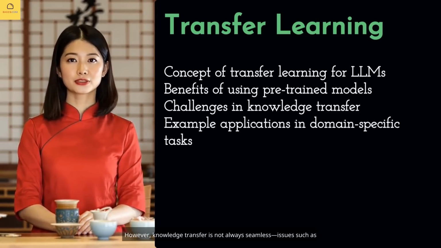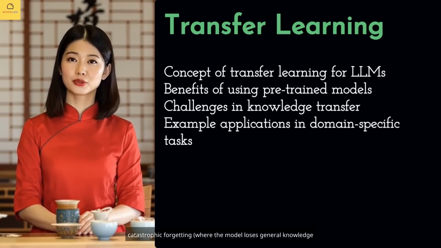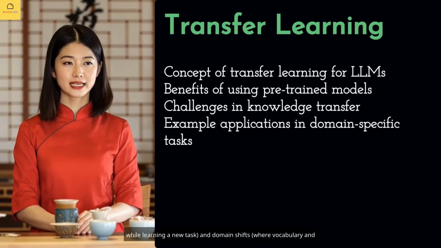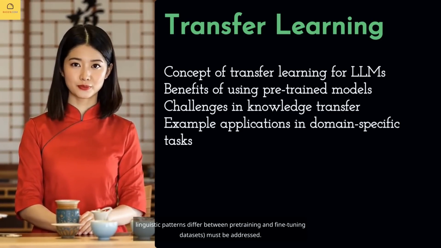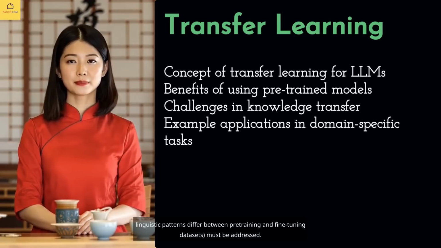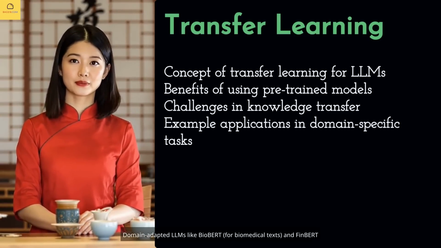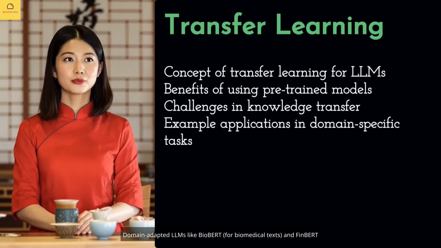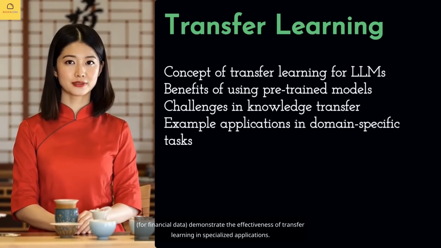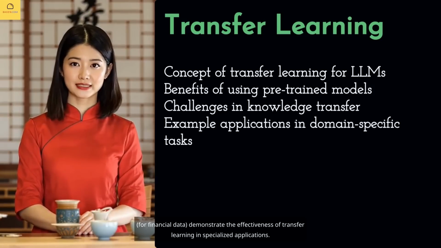However, knowledge transfer is not always seamless. Issues such as catastrophic forgetting, where the model loses general knowledge while learning a new task, and domain shifts, where vocabulary and linguistic patterns differ between pre-training and fine-tuning datasets, must be addressed. Domain-adapted LLMs like BioBERT for biomedical texts and FinBERT for financial data demonstrate the effectiveness of transfer learning in specialized applications.